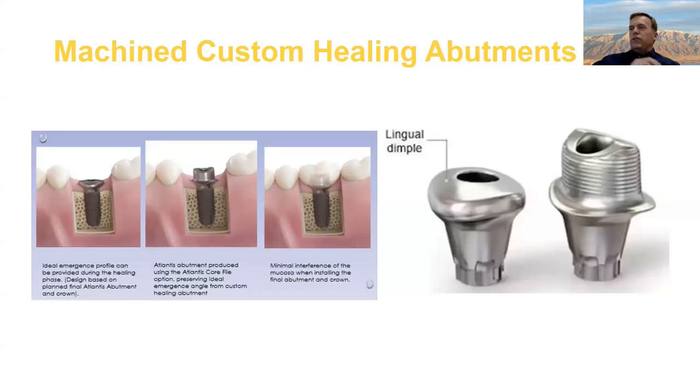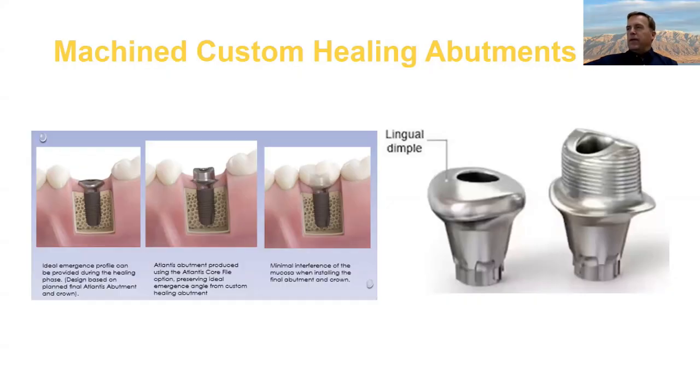So the way you do this is, at the time of surgery, your surgeon will take a scan of the implant position while the tissue is reflected, and then put a cover screw, suture it, send it in. Then we'll design an ideal emergence profile, and have the abutment milled, the healing abutment, this one, and then send it back, and it's placed in second stage surgery.